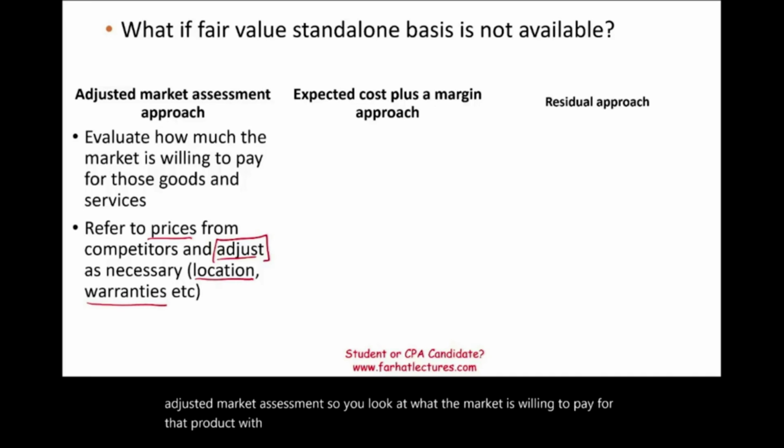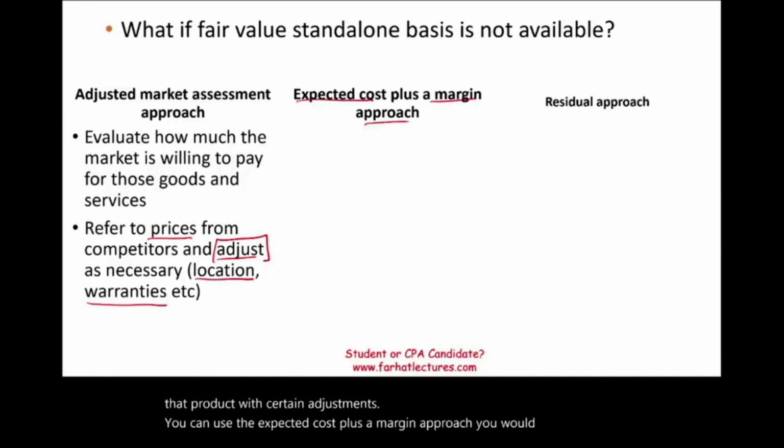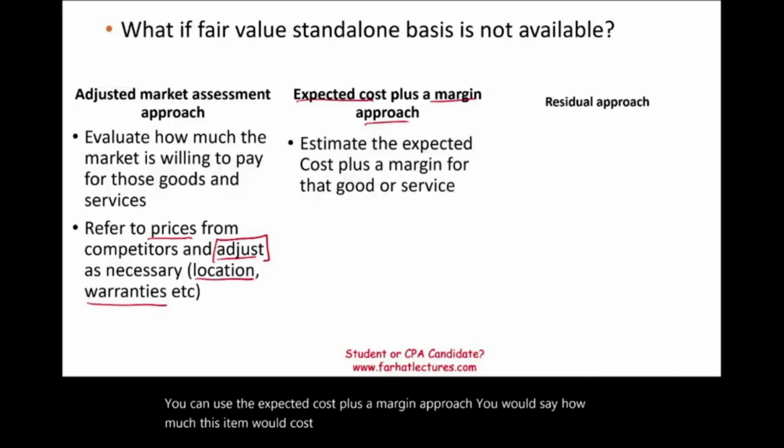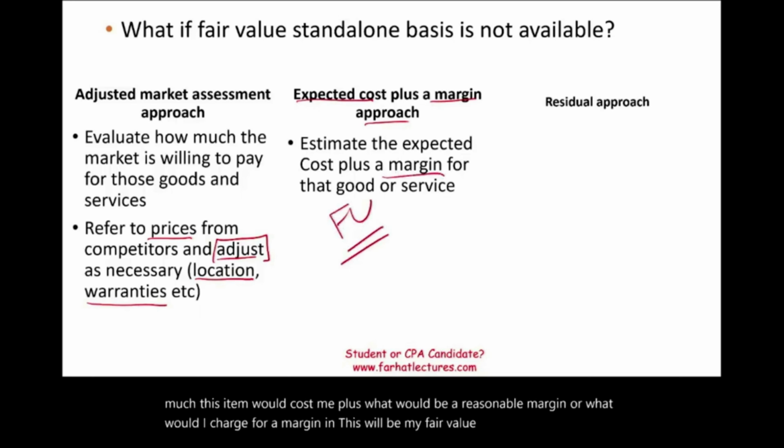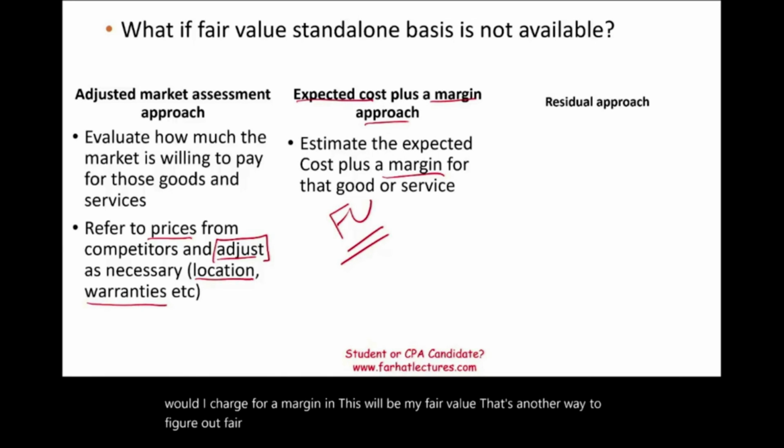Or you can use the expected cost plus a margin approach. You would say, okay, how much would this item cost me, plus what would be a reasonable margin, or what would I charge for a margin, and this will be my fair value. That's another way to figure out fair value if the fair value is not there.